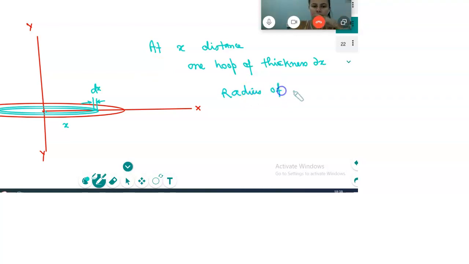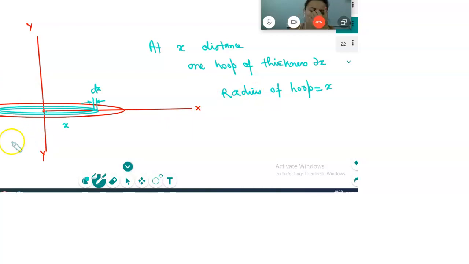Radius x. What is the area of this hoop? Please tell me. Area of this hoop: you need to take 2πr multiplied by dx, the thickness, like this one.